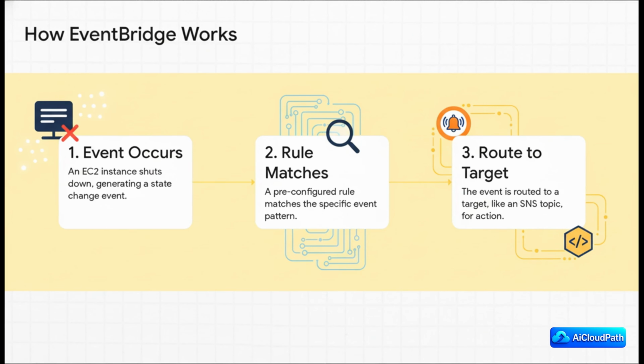And the whole process is super simple, really. First, an event happens. Let's say an EC2 instance gets shut down. Second, a rule that you've already set up matches that specific event. And third, that event gets sent to a target, maybe an SNS topic or a Lambda function, to do something about it, like sending a text alert to an admin.